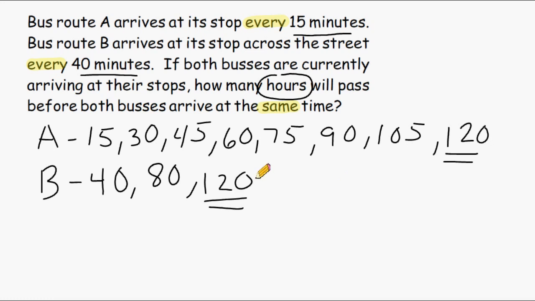our first common multiple. Now, a lot of people are hasty to just circle that common multiple and think that is their answer. But in this case, it would not be the answer. Although both buses would arrive at the same bus stop 120 minutes later, the question is specifically asking how many hours will pass. Because we know there are 60 minutes in 1 hour, we have to take 120 minutes and divide it by 60 minutes. And of course, 60 fits into 120 twice. So we would say that both buses would arrive at the same time 2 hours later.